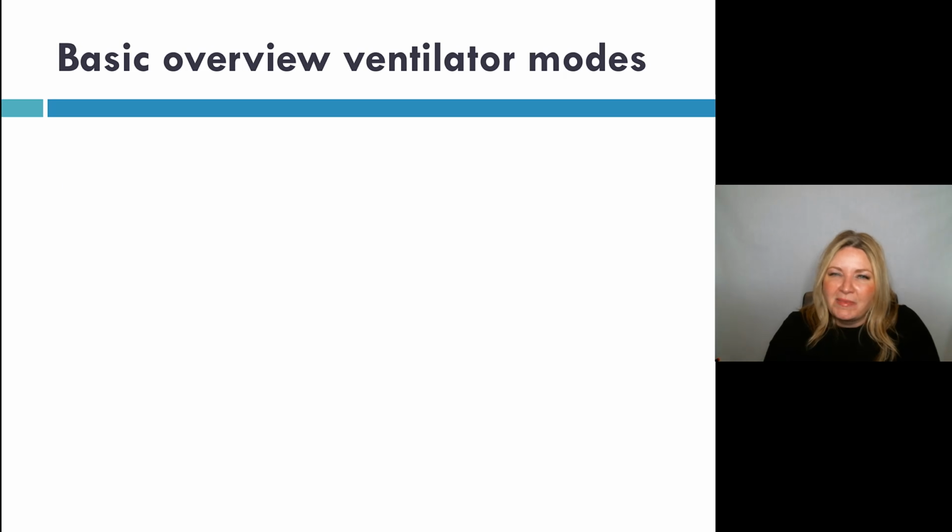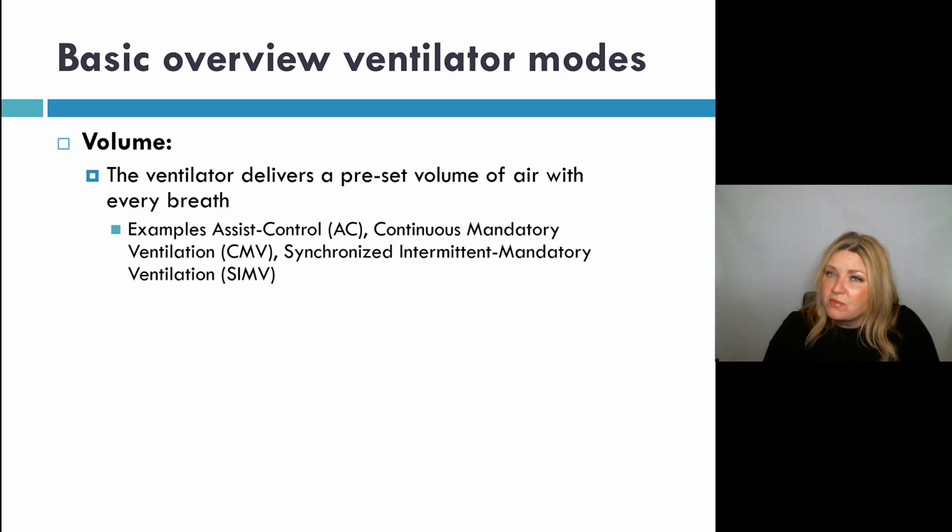All right, so let's talk about a basic overview of ventilator modes. Most modes of ventilation that are used in hospitals are volume modes of ventilation. So basically, the ventilator is going to deliver a preset volume of air with each breath. Tidal volume is super simple. It's just the amount of air that goes in and out of your lungs with each breath. Some examples of this would be assist control, AC mode, continuous mandatory ventilation, CMV mode, SIMV, which is synchronized intermittent mandatory ventilation.